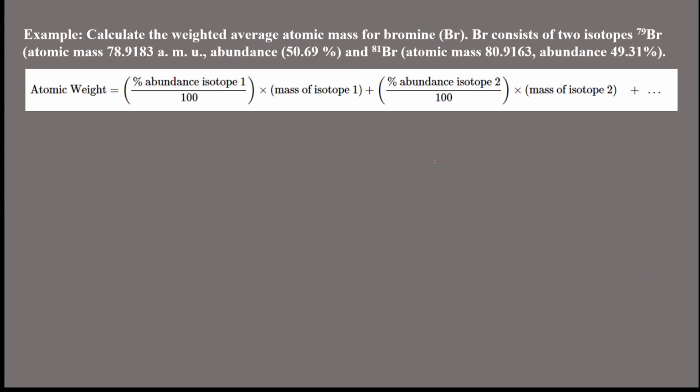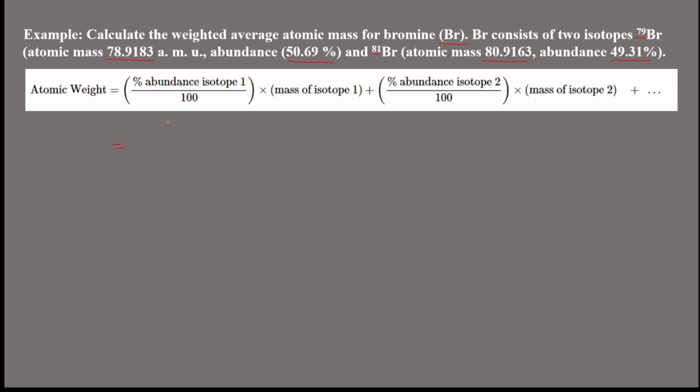Let's do this example. We have to calculate the weighted average atomic mass of bromine. Bromine consists of two isotopes, bromine-79 and bromine-81. Some information is given for bromine-79: its atomic mass is given and its percent abundance is given. Similarly, for bromine-81, its atomic mass is given and its percent abundance is given. So let's plug these numbers into the formula.